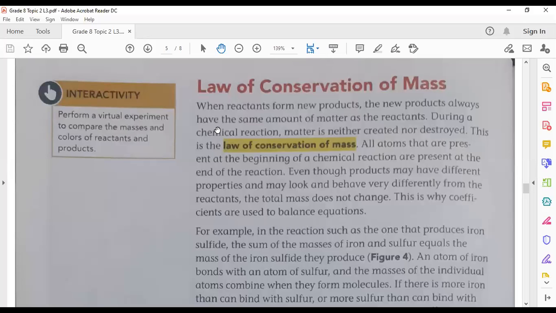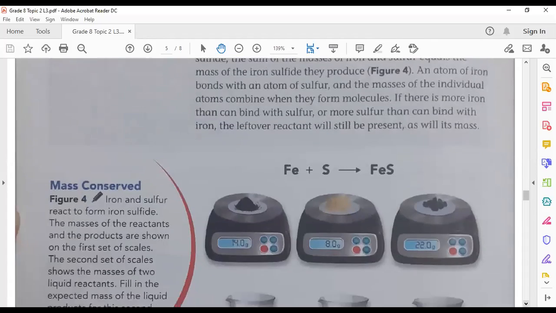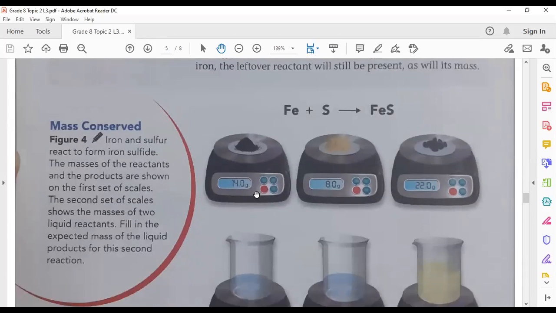The law of conservation of mass states that matter is neither created nor destroyed. In chemical reactions, the masses are conserved. The total mass of the reactants must equal the total mass of the products. In this example, iron reacts with sulfur to produce a compound called iron sulfide.